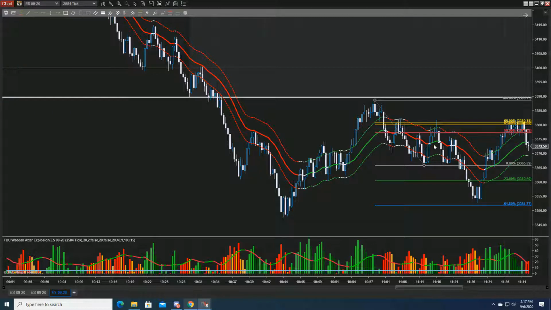So as you look here, we did get a little bit of green going higher. But would you have wanted to be a buyer right into that golden zone? I'm going to suggest not.